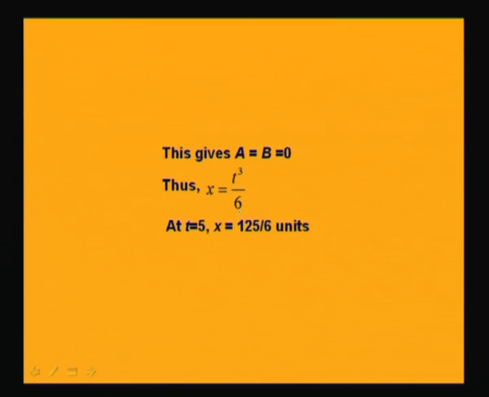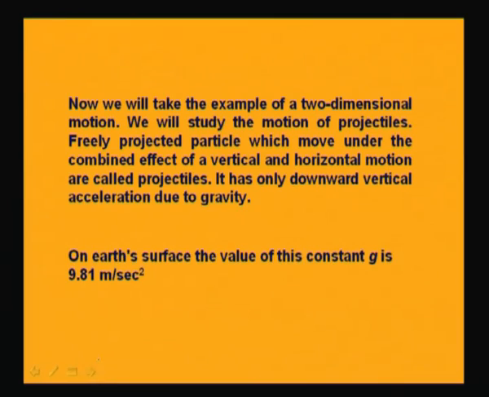Now, this gives a is equal to b is equal to 0, thus x is equal to t cube by 6. So, we have found the position of the particle with respect to time by this formula. So, with respect to the origin, at what distance is the particle? We can substitute the value of t and find out x. For example, at t is equal to 5, x is equal to 125 by 6 units. In the SI system, it will be meter.